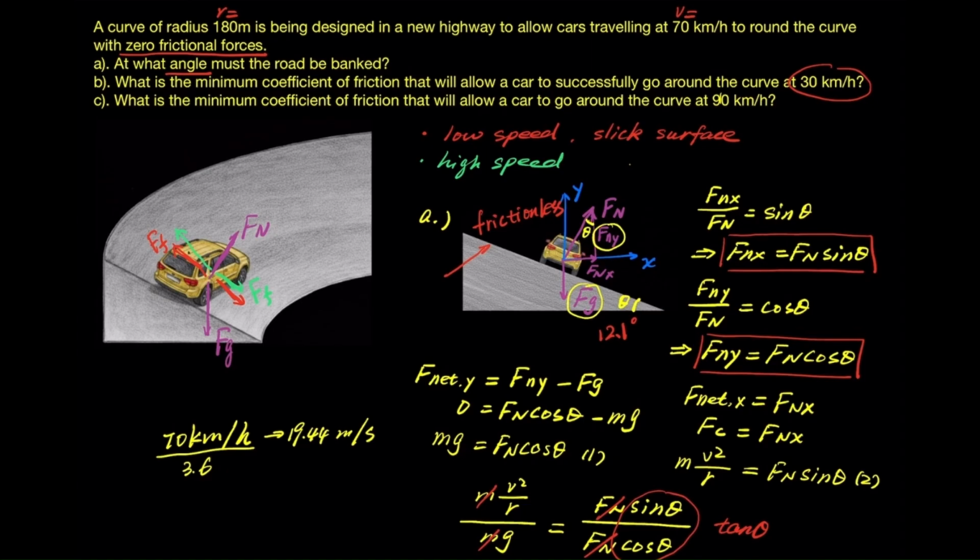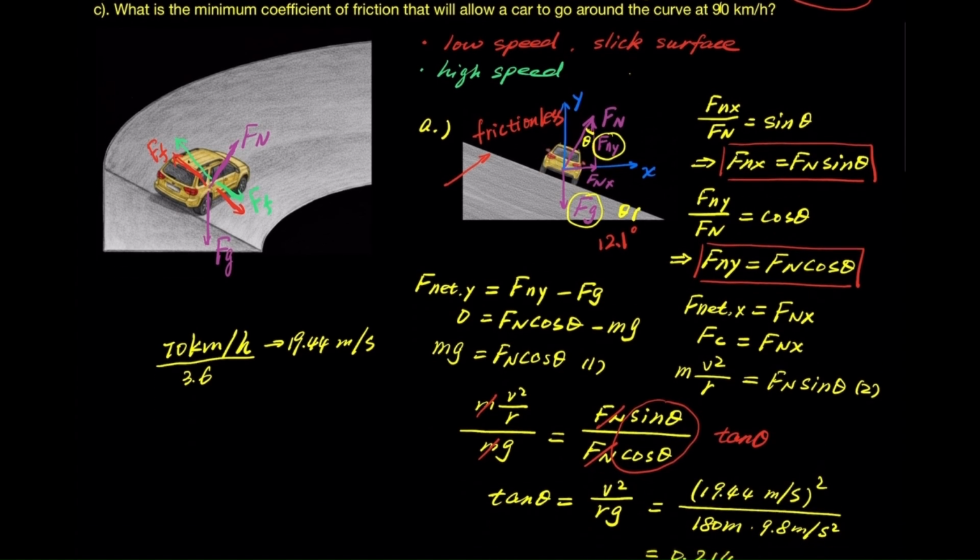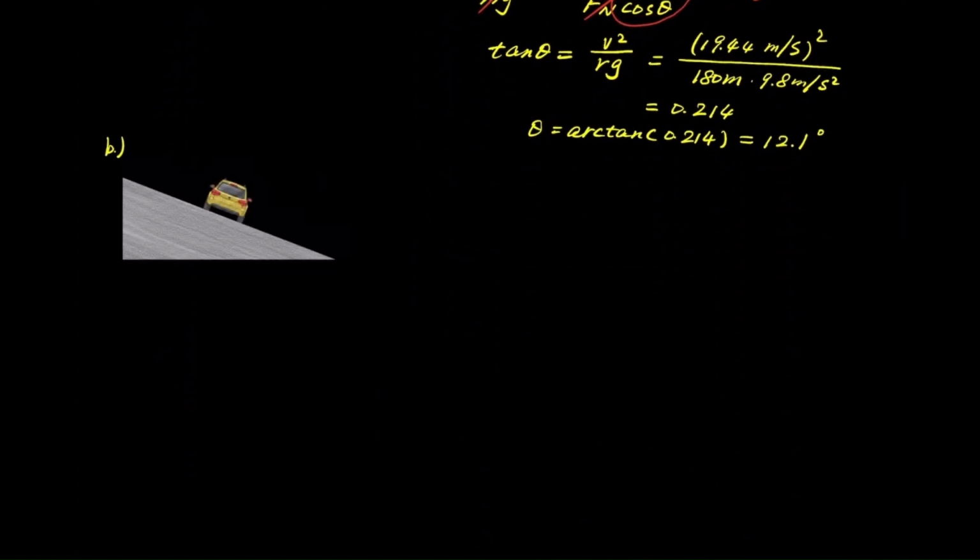In this case, we need to redraw our free body diagram to include the force of friction. We still have the gravitational force Fg pointing down and the normal force Fn, which is perpendicular to the surface. But now we have the friction force Ff pointing up the bank because the car's tendency is to slide down, right? And we still have our xy coordinate system.